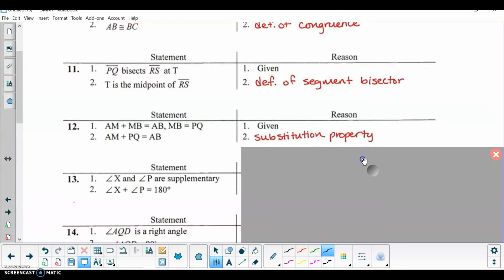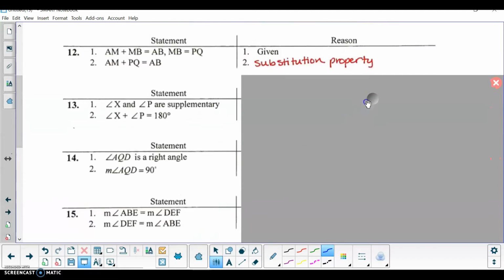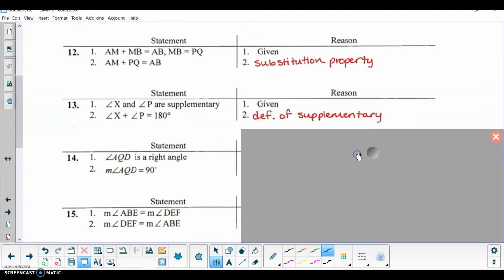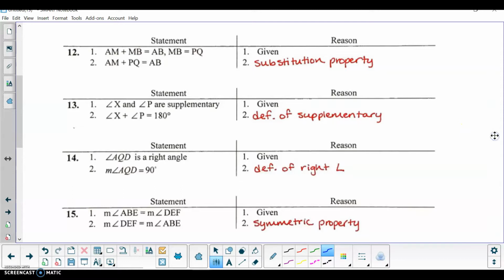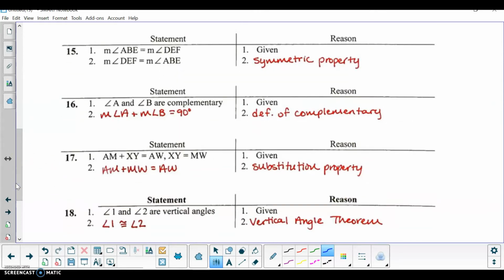Number 12 is substitution property. Number 13, that's just the definition of supplementary. 14 is definition of a right angle. 15 is symmetric property. 16, definition of complementary. 17, substitution property.